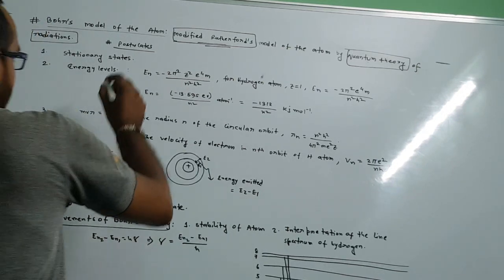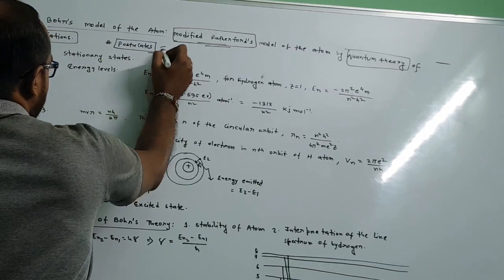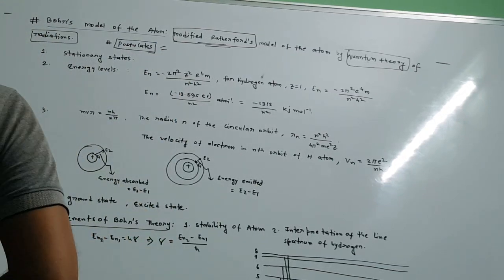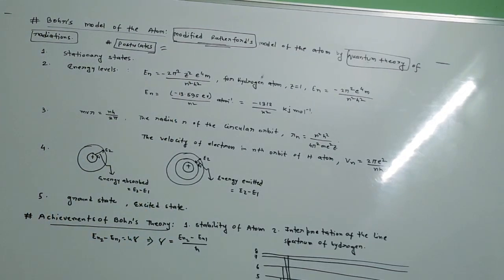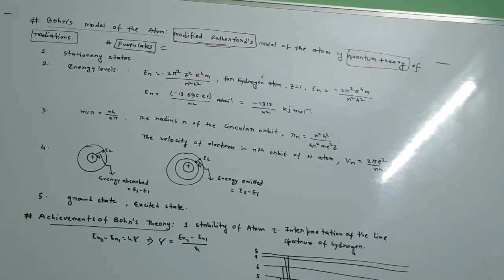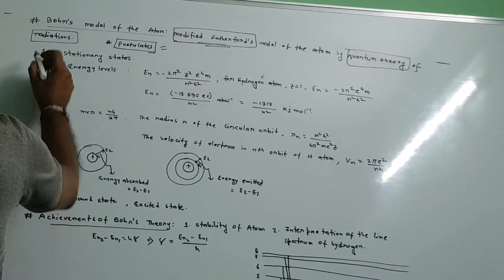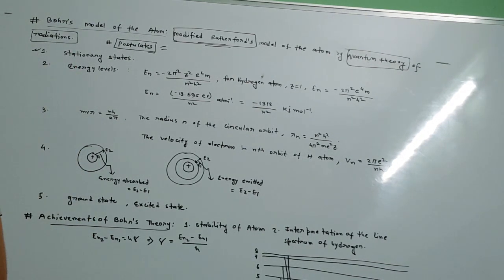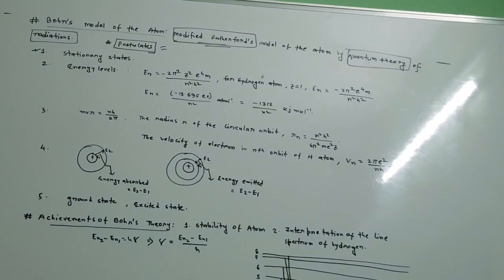Now let us see some important postulates of Bohr's model of the atom, how it came and how it modified Rutherford's atomic model. The first one is stationary states. Let us learn about stationary states.